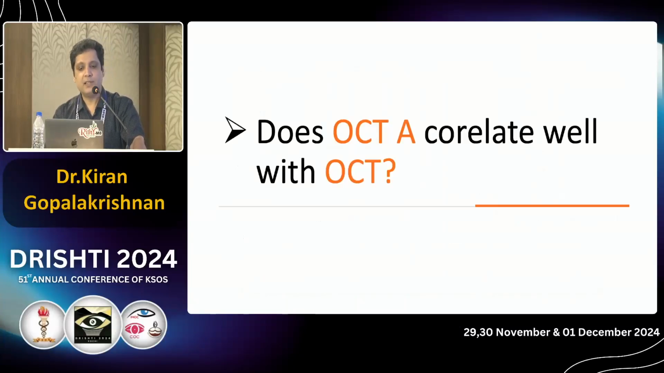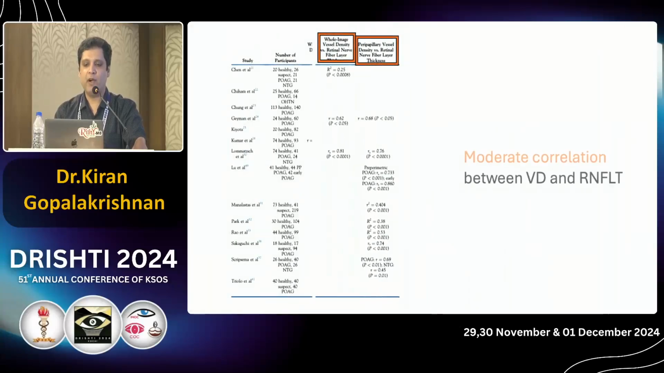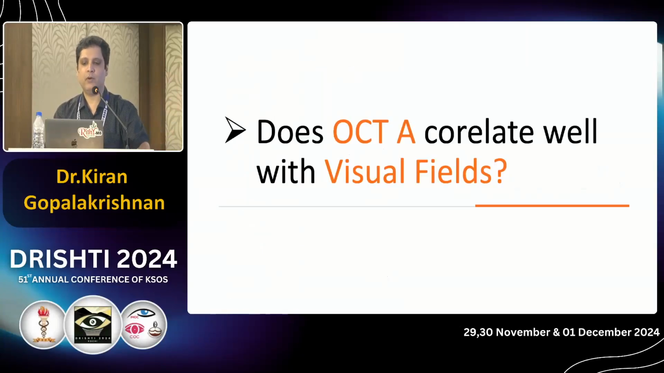And the other question is, can OCTA correlate well with a well-validated test for glaucoma like your structural OCT? And the answer is again, yes, it can correlate well. This is an OTA, an Ophthalmic Technology Assessment from the American Academy. You find that there is a moderate correlation between vessel density and RNFL thickness, if you look at the R and the R square values there.